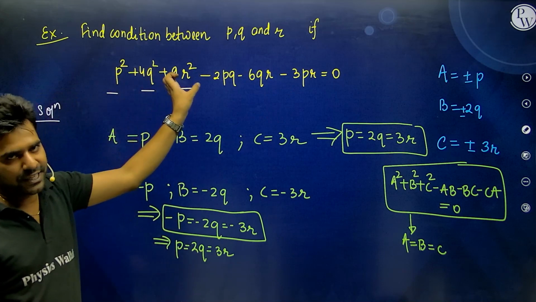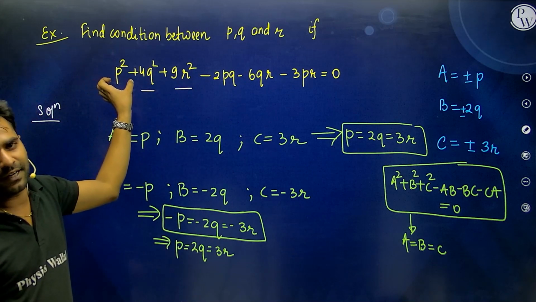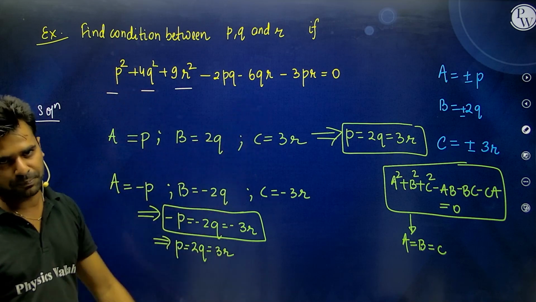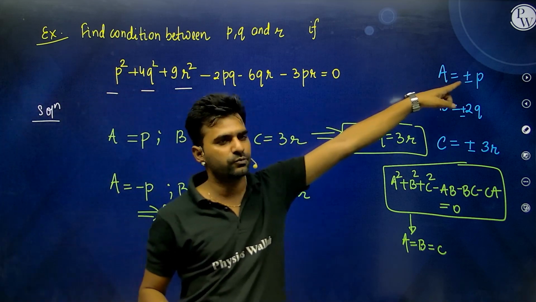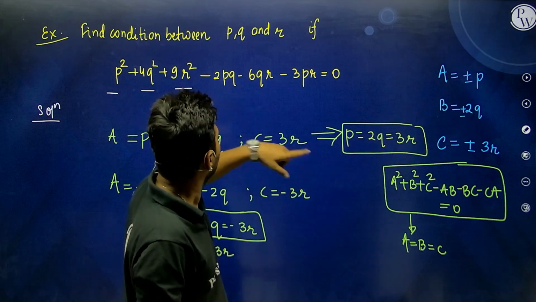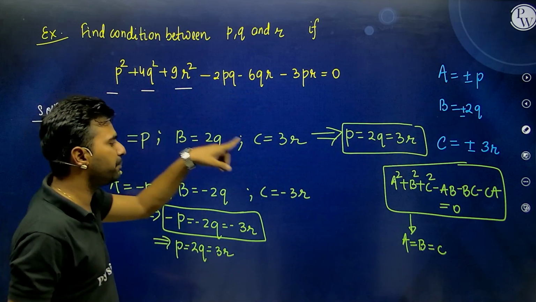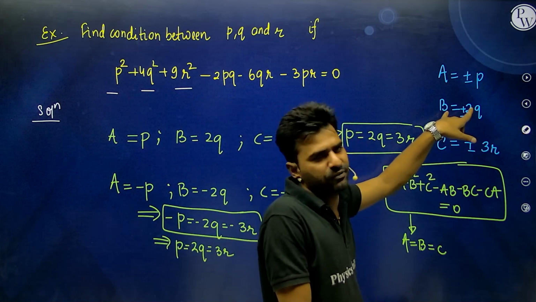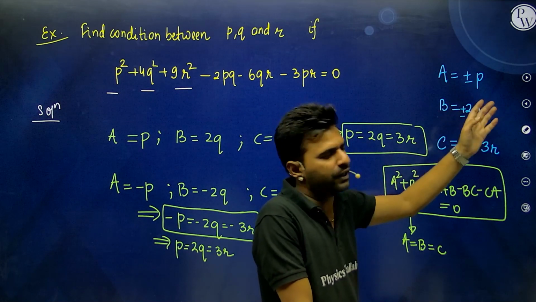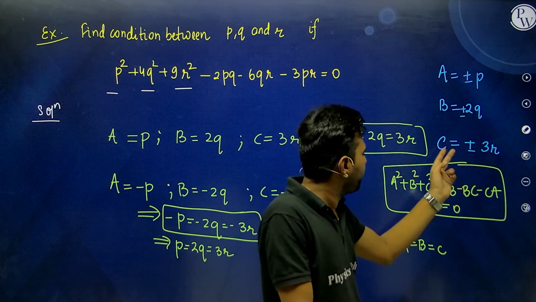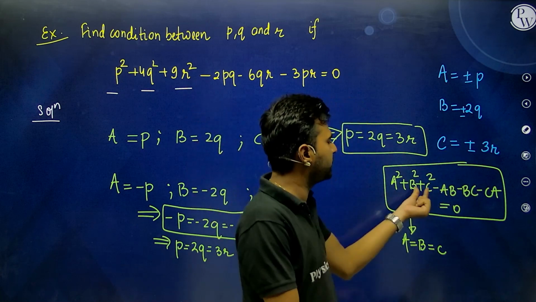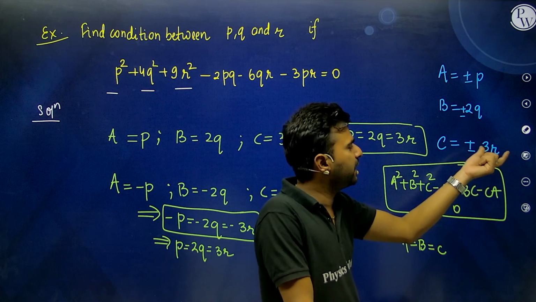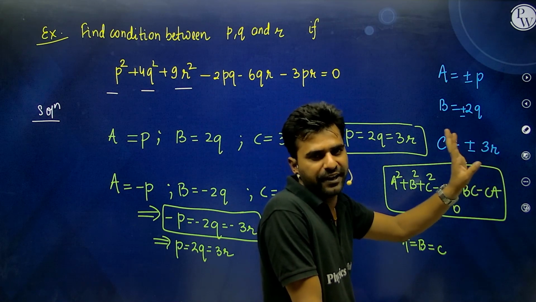These are three squares given to you. Now this is P square and I am comparing it with A square, let's say. So A can be plus minus P, because ultimately if we square this, we're going to get P square only. This is 4Q square, and if we compare it with B square, we can take B as plus minus 2Q. If we square it, obviously B square will be equal to 4Q square in both the cases. If we compare this 9R square with this C square, we can say that C can be plus minus 3R, because ultimately the square in both the cases is going to give you 9R square only.